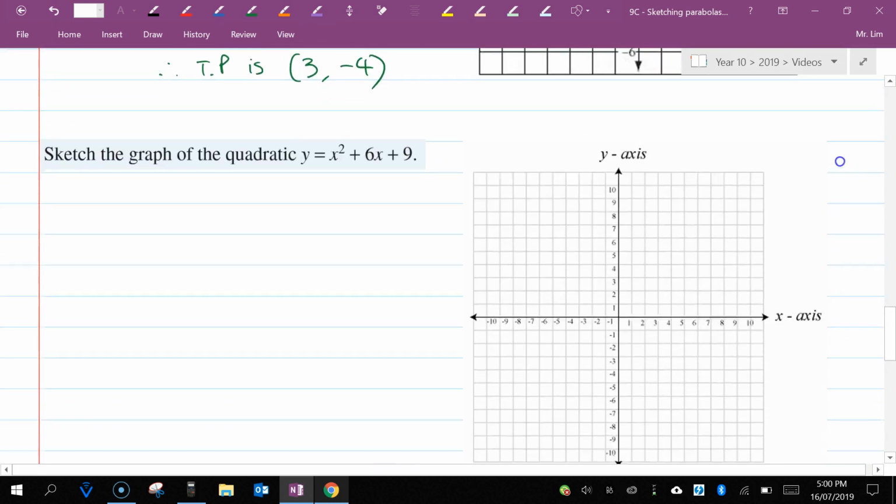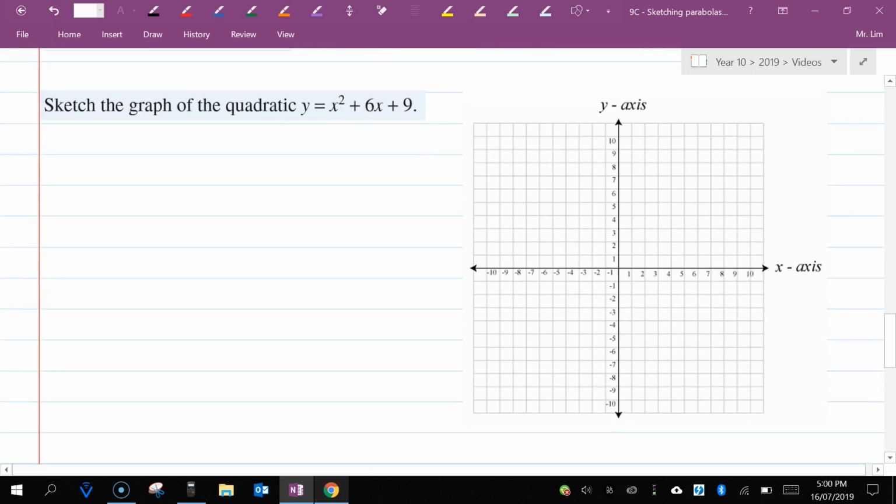Okay, question 2. We're going to sketch the graph of the quadratic y equals x squared plus 6x plus 9. So first thing is to work out the y-intercept. We let x equal to 0. 6 times 0 plus 9. That add 0 is 9. We can put that in right there.